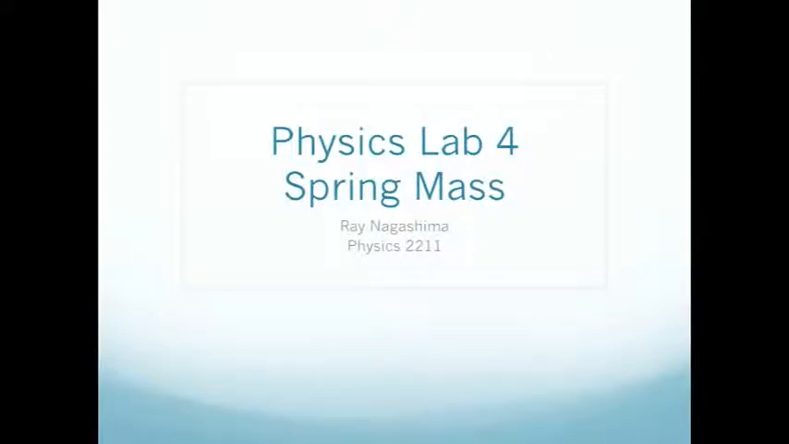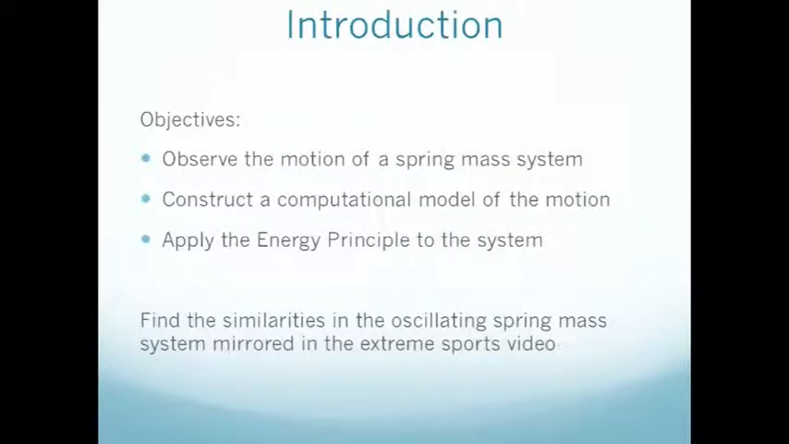Hi, this is Physics Lab 4, where we will be observing a spring mass system parallel to an extreme sports video of a swinging rope from an arc. The objectives in this lab are as follows. We will observe the motion of a spring mass system, construct a computational model of the motion, and apply the energy principle to the system. With all this being said, these three steps will allow us to find the similarities in the oscillating spring mass system mirrored in the extreme sports video.